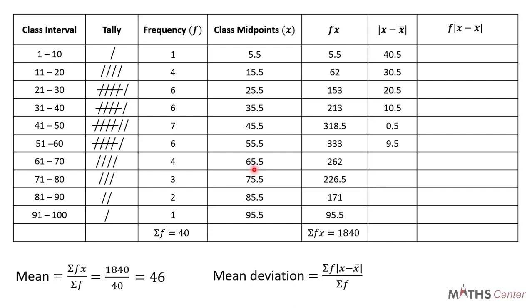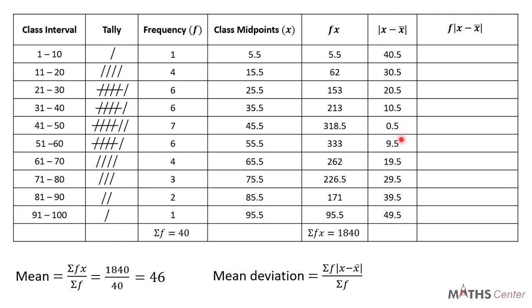The absolute value of 65.5 minus 46 is 19.5. The absolute value of 75.5 minus 46 is 29.5. The absolute value of 85.5 minus 46 is 39.5. And the absolute value of 95.5 minus 46 is 49.5.